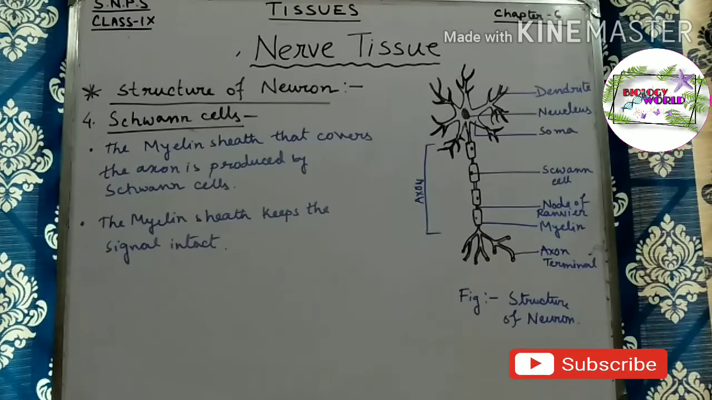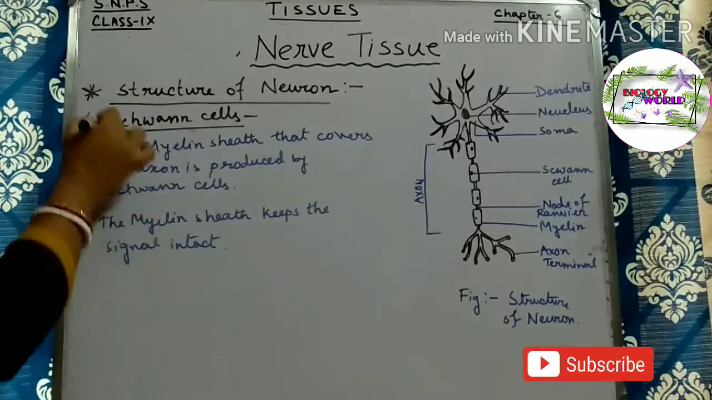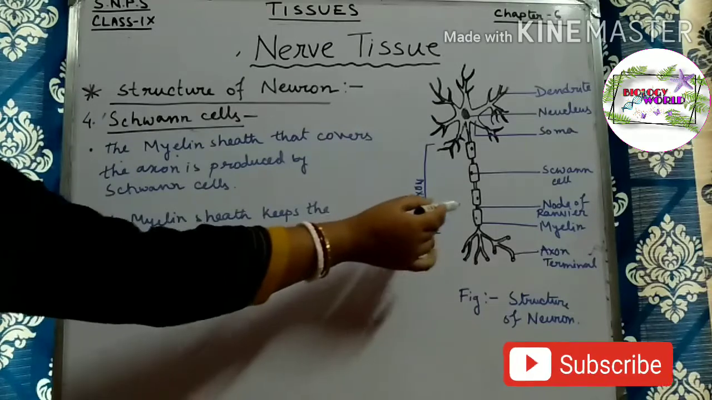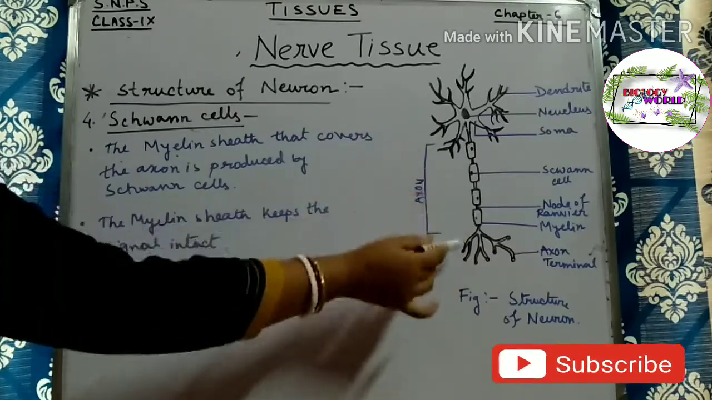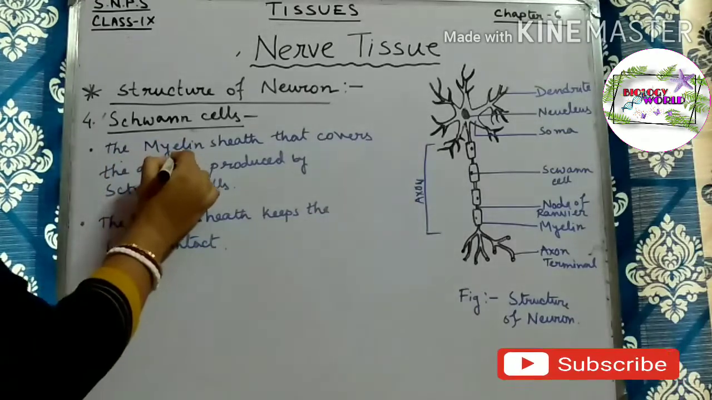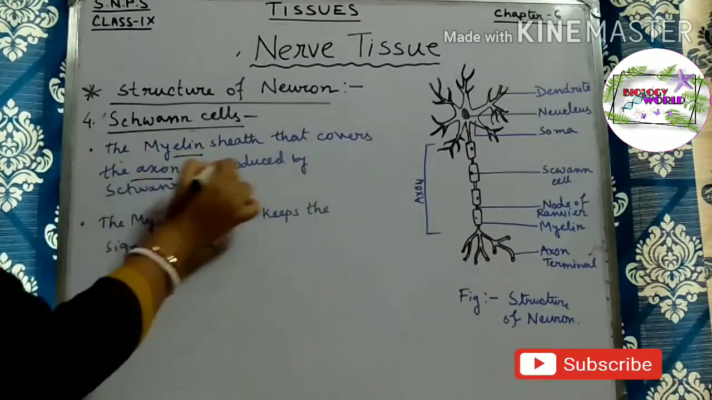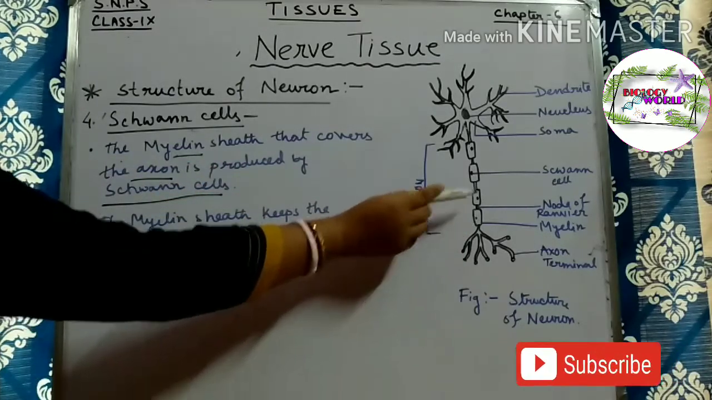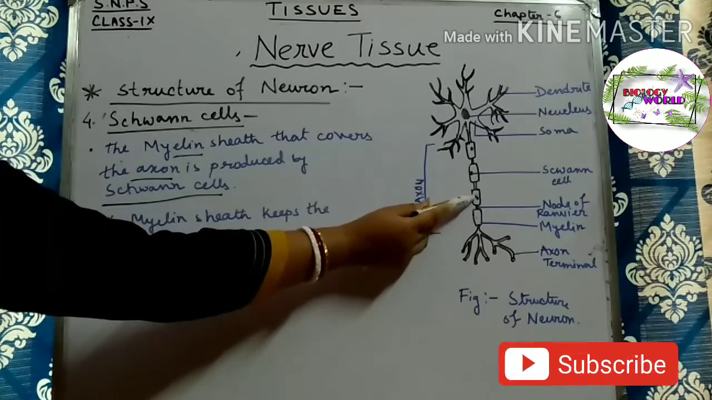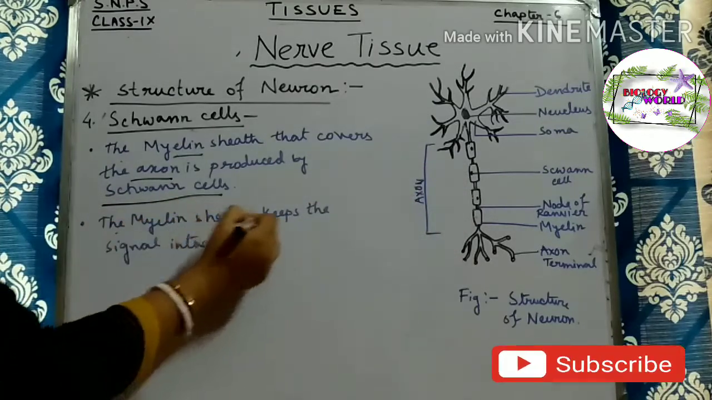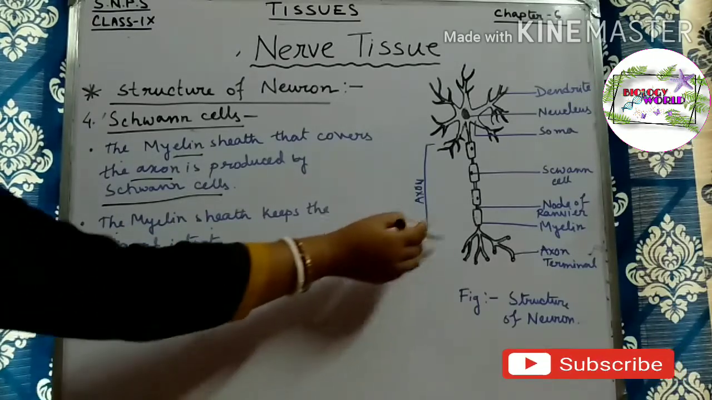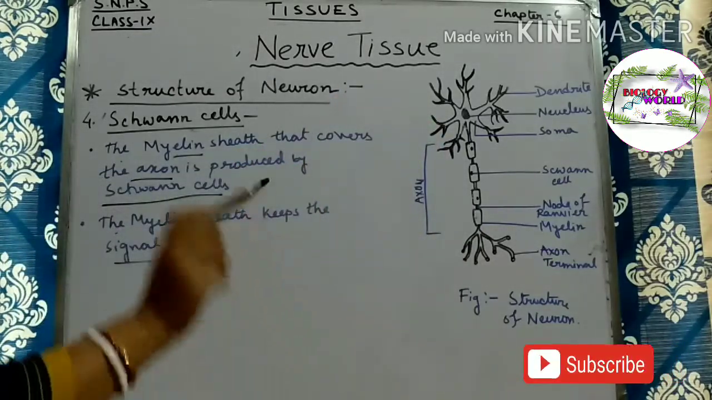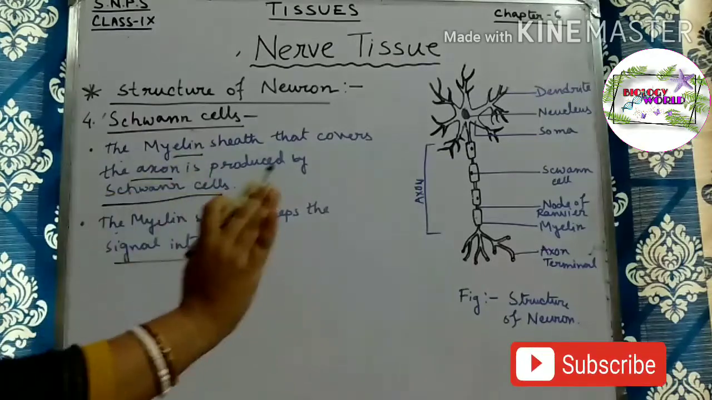So now the last portion of this structure is Schwann cell. The myelin. What is myelin? We have seen earlier that the insulating substance of the axon is known as myelin. This myelin sheath that covers the axon is produced by Schwann cells. These are Schwann cells. The myelin sheath keeps the signal intact. Means these myelin sheaths help to keep the transmitting signals intact so that the signals cannot lose their path.